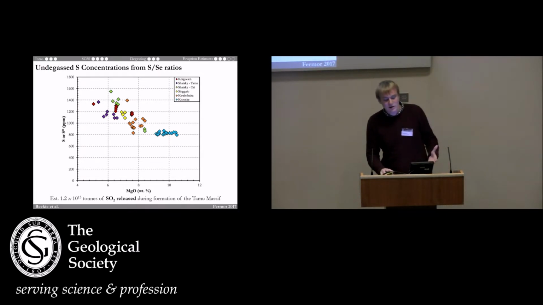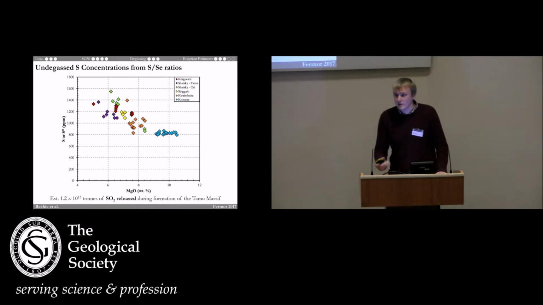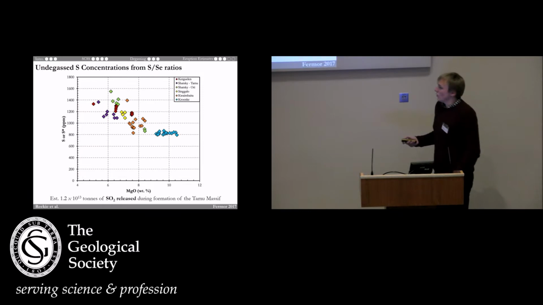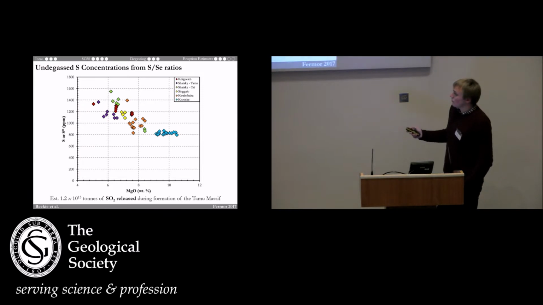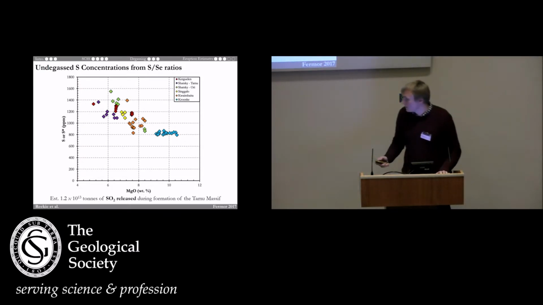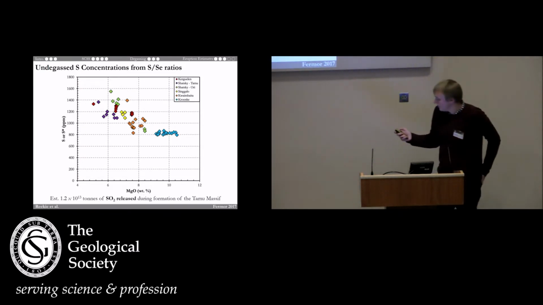So if you assume that's all SO2, if you assume a relative melt density of 2.5 grams per cubic centimetre, you can actually just work out that the Tamu Massif during eruption, and of course a reasonable volume of basalt for the Tamu Massif, released about 1.2 times 10 to the 13 tonnes of sulfur dioxide.